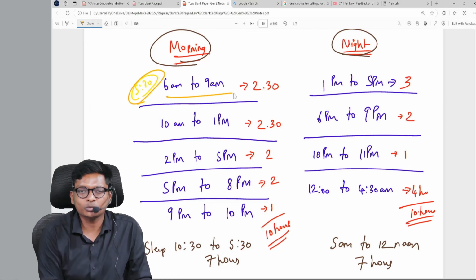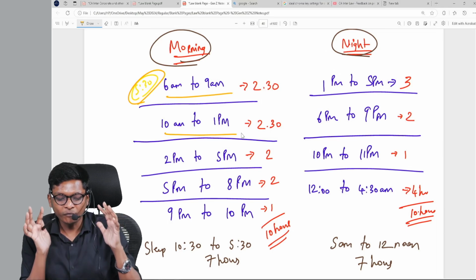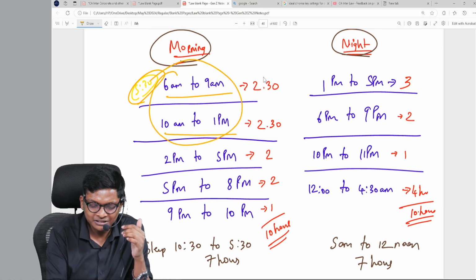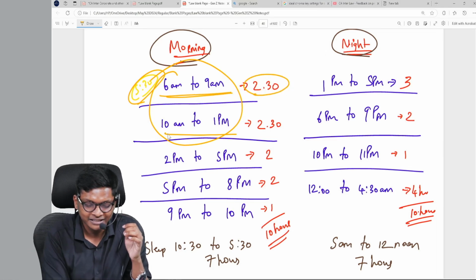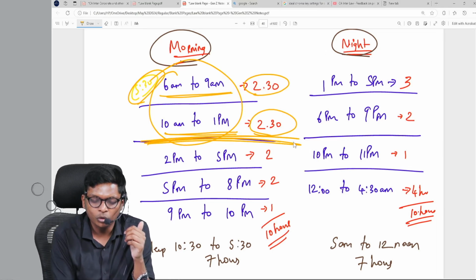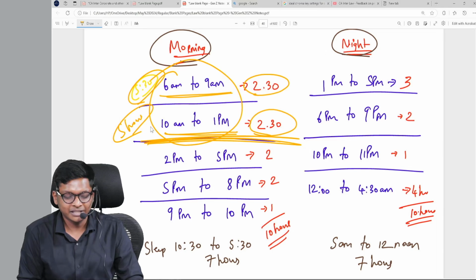After that, 6 to 9 a.m. is the first slot, 10 to 1 is the next slot. Before lunch, in the 6 a.m. to 1 p.m., you have to study. In the 6 to 9 a.m., 3 hours, effective 2.5 hours of study. 10 to 1, effective 2.5 hours of study. So by the time you go to lunch at 1 p.m., you're already done with solid 5 hours of study.